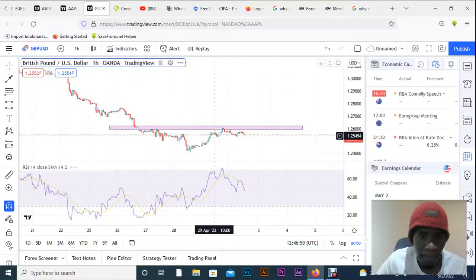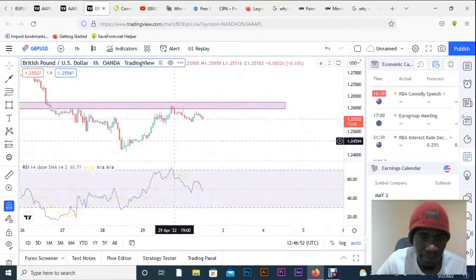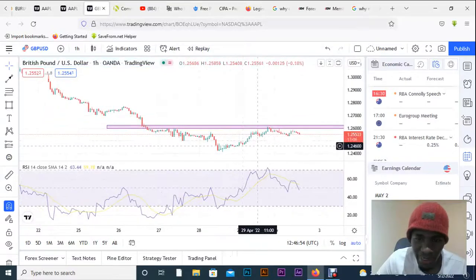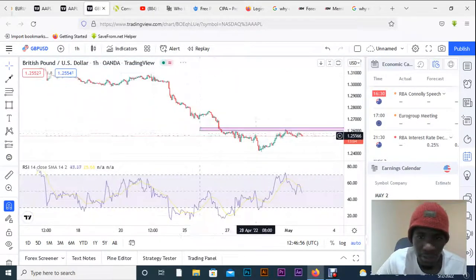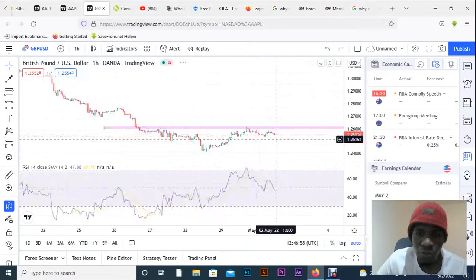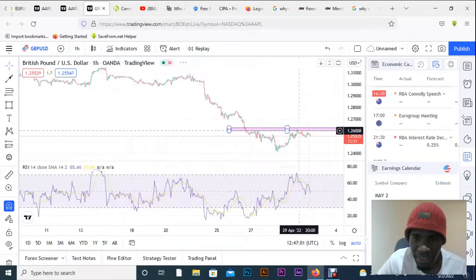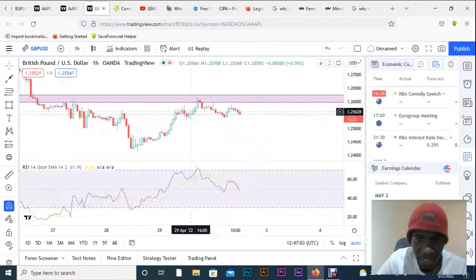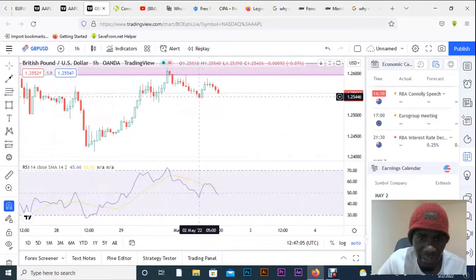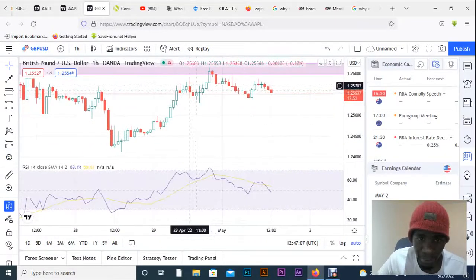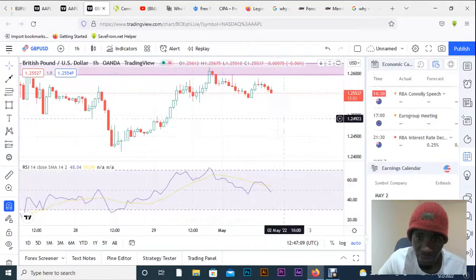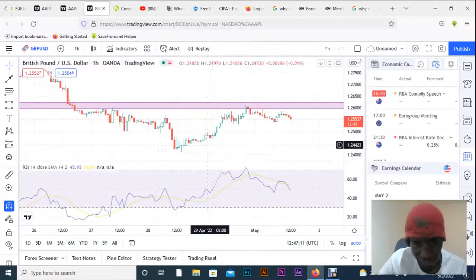So you can look at the 1 hour. What do we see in the 1 hour, guys? You can see that the market is still being rejected over there, and it's giving us a head and shoulder. This is shoulder one, second shoulder, which tells us that it's still going to push.